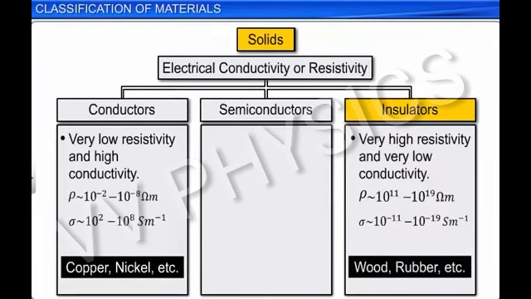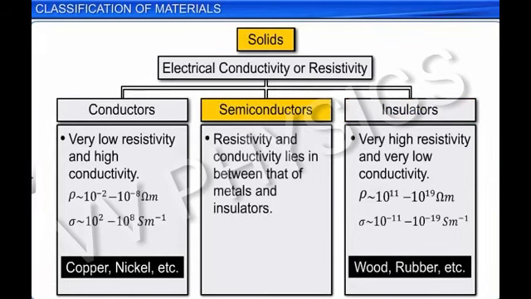Semiconductors have resistivity and conductivity which lie in between that of metals and insulators. Thus, they have lesser conductivity and higher resistivity than metals, and higher conductivity and lower resistivity than insulators. Their resistivity ranges between 10^-5 to 10^6 ohm meter. They possess conductivity in the range of 10^5 to 10^-6 siemens per meter. Some examples of semiconductors are silicon and germanium.